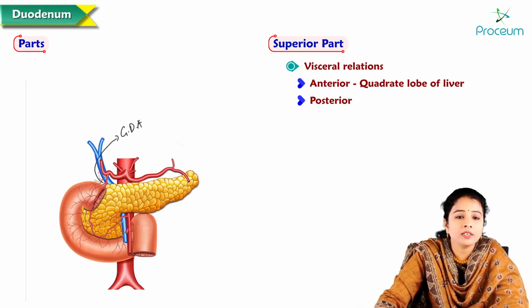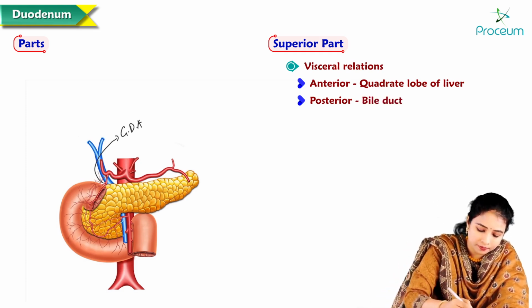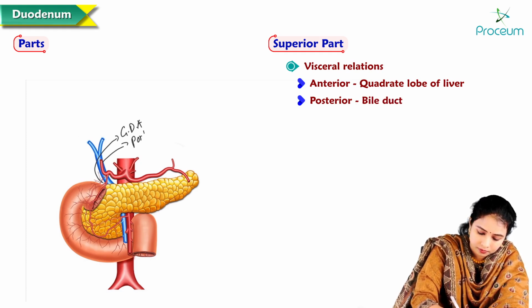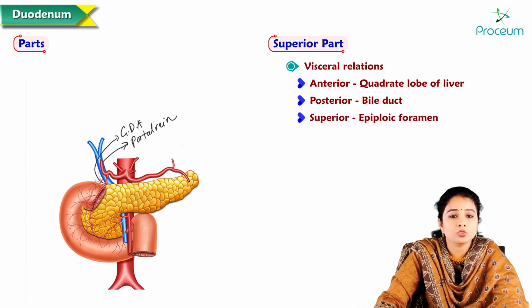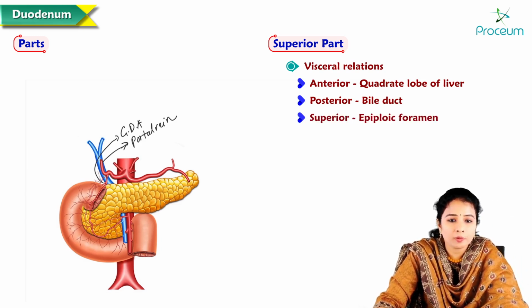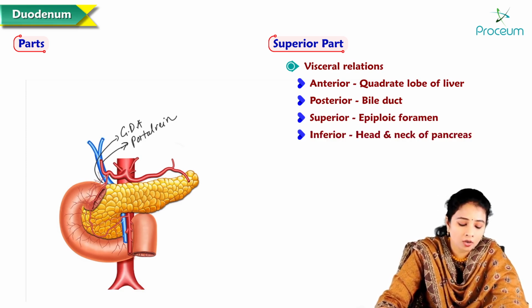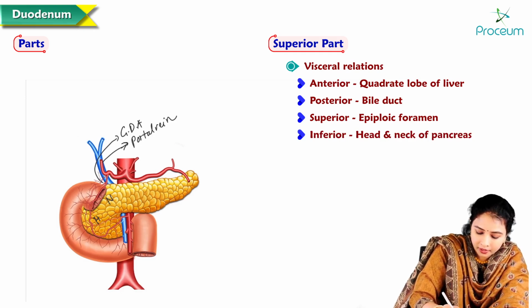Posteriorly it is also related to the bile duct and portal vein. Superiorly it is related to the epiploic foramen, and inferiorly it is related to the head and neck of the pancreas. This is the head and this is the neck of the pancreas.